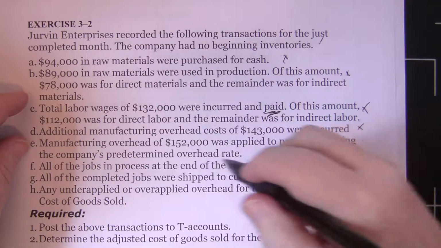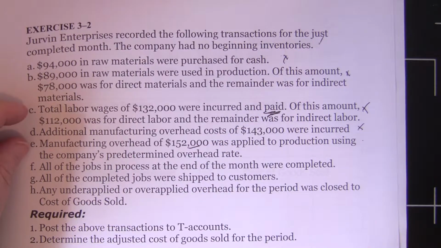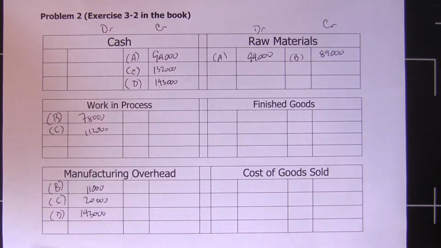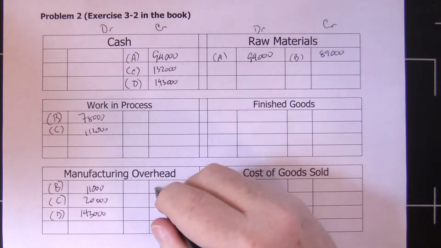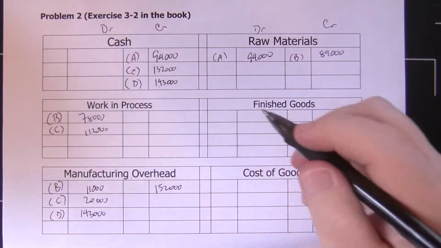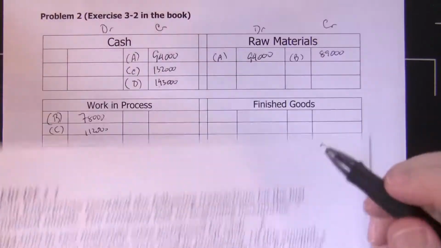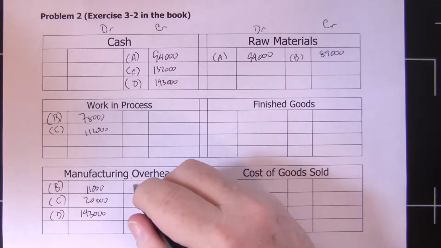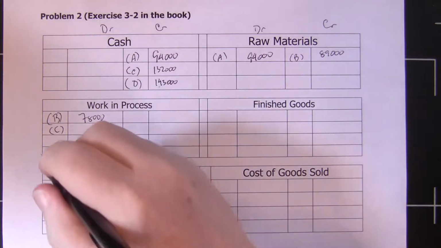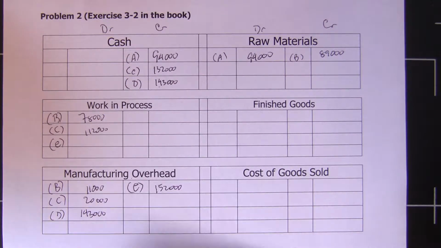Manufacturing overhead of $152,000 was applied to production. So that means $152,000 of manufacturing overhead went to work in process. So we have $152,000, and that's transaction E. And that goes to work in process.